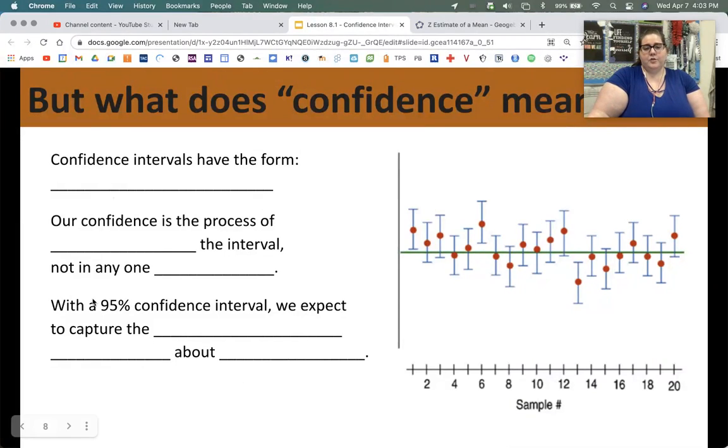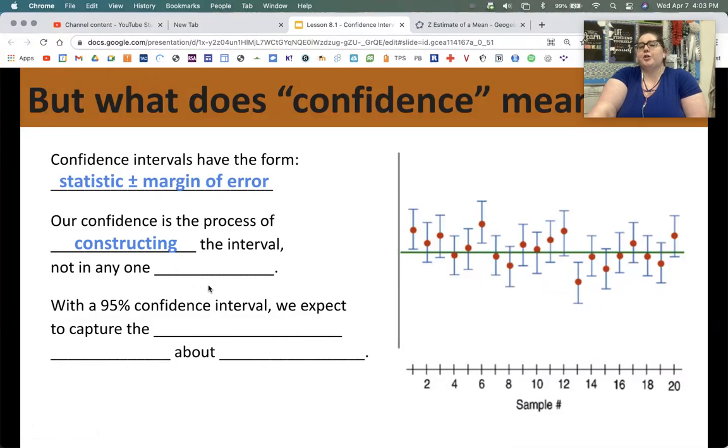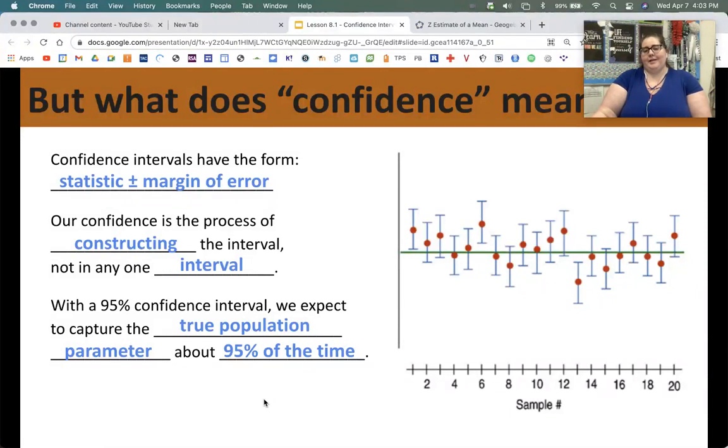Confidence intervals, remember, have the form: we take our statistic, which comes from the sample, your sample average, and we add and subtract what we call a margin of error. So when we say we're 95% confident, that confidence is in the process of creating that interval. It's not necessarily in any one interval. So when we say we're 95% confident, then we expect to capture that true average, whatever it is we're trying to estimate, about 95% of the time.